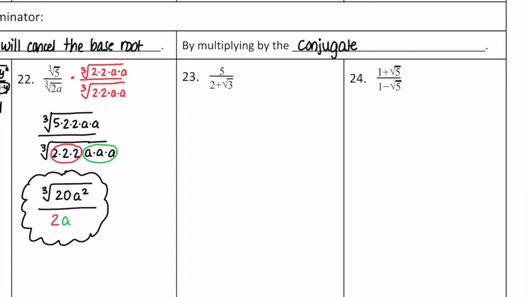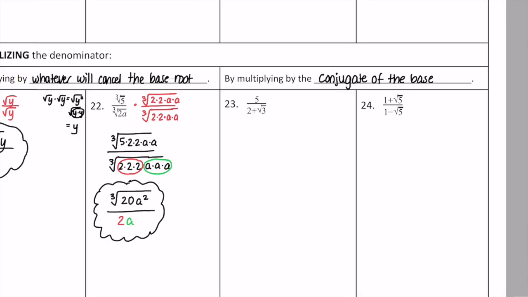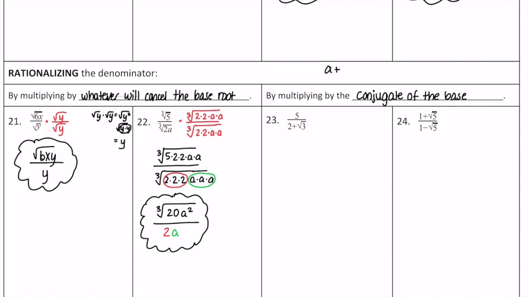If you forget what conjugate is, if I had a plus bi, the conjugate would have been a minus bi. I just changed the sign in the middle. So in this case, if I have a plus the square root of b, it would be a minus the square root of b. If this is the original, this would be the conjugate.